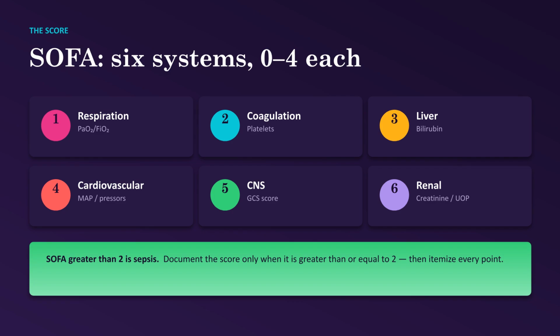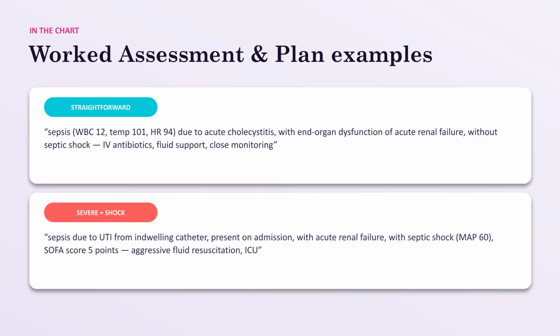The SOFA score assesses 6 organ systems: respiration, coagulation, liver, cardiovascular, CNS, and renal. A score greater than 2 indicates sepsis. Remember, document the score only when it reaches this threshold, and be sure to itemize every point considered in your assessment. Here are 2 examples of an assessment and plan. The first is a straightforward sepsis case, while the second illustrates severe sepsis with shock, including a specific SOFA score. Follow this formula to ensure your documentation is complete and defensible.